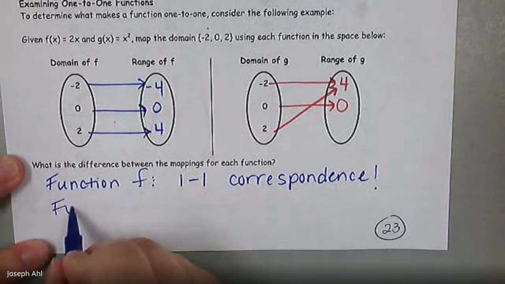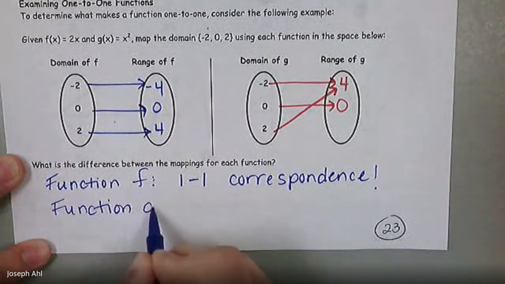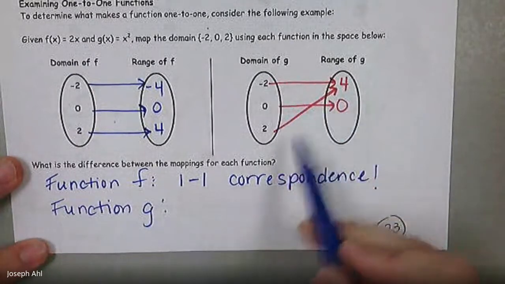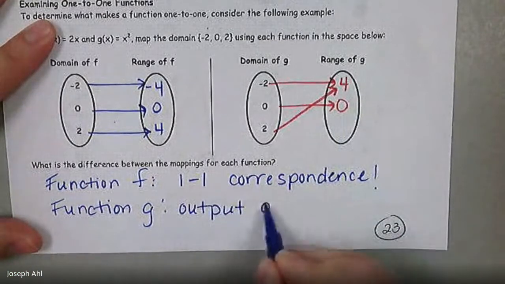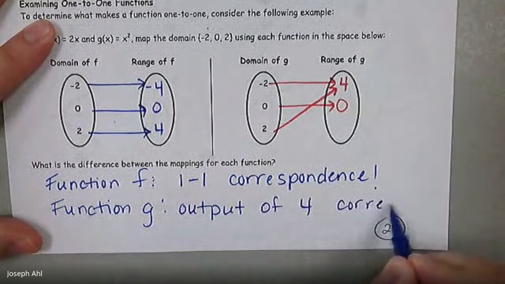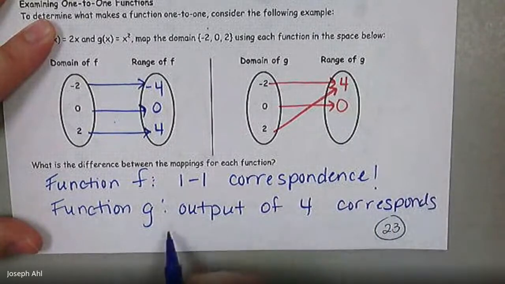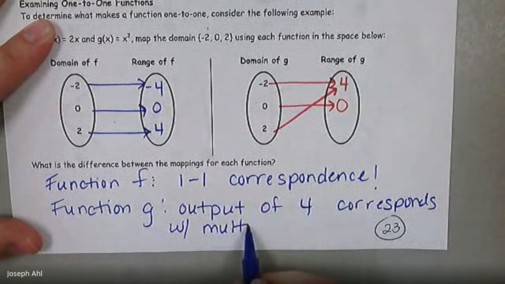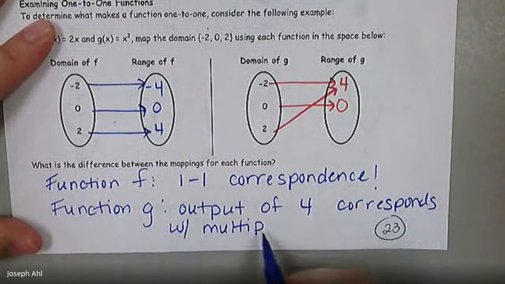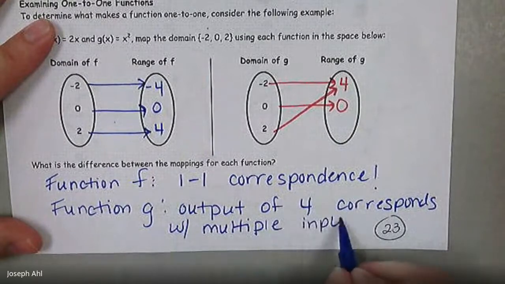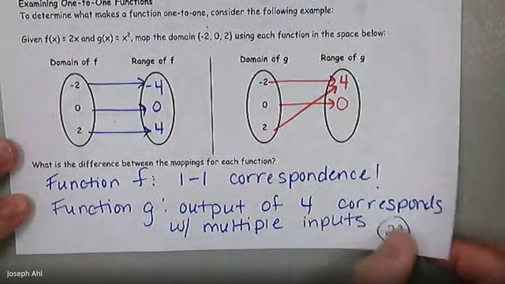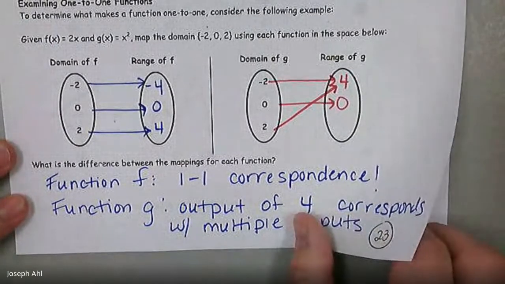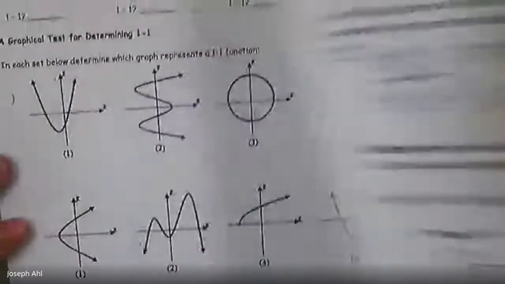But in the second case, for function g, and it is still a function, right? Every input does have a unique output, but the output of 4 corresponds with multiple inputs. And therefore, we would consider that g is not that one-to-one correspondence. Okay. And that's what our definition of one-to-one will be. You'll see if you turn to the next page. So on page 24, we have a definition that we're going to write for what it means to be one-to-one. So let's go ahead and do that right now and fill in the definition here.